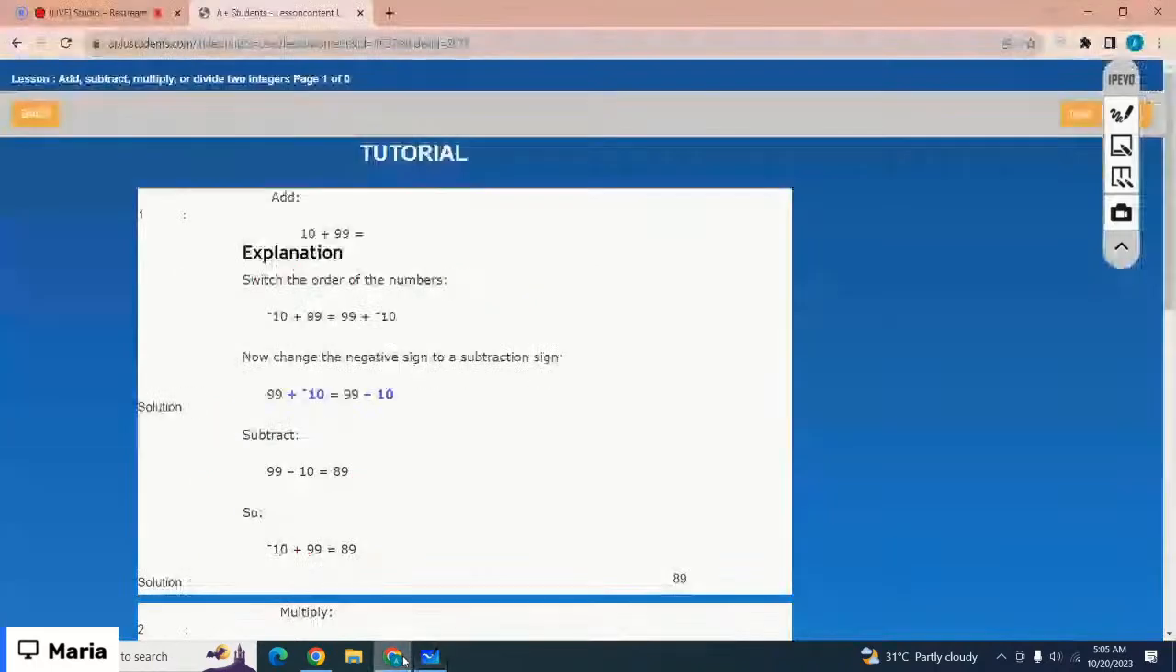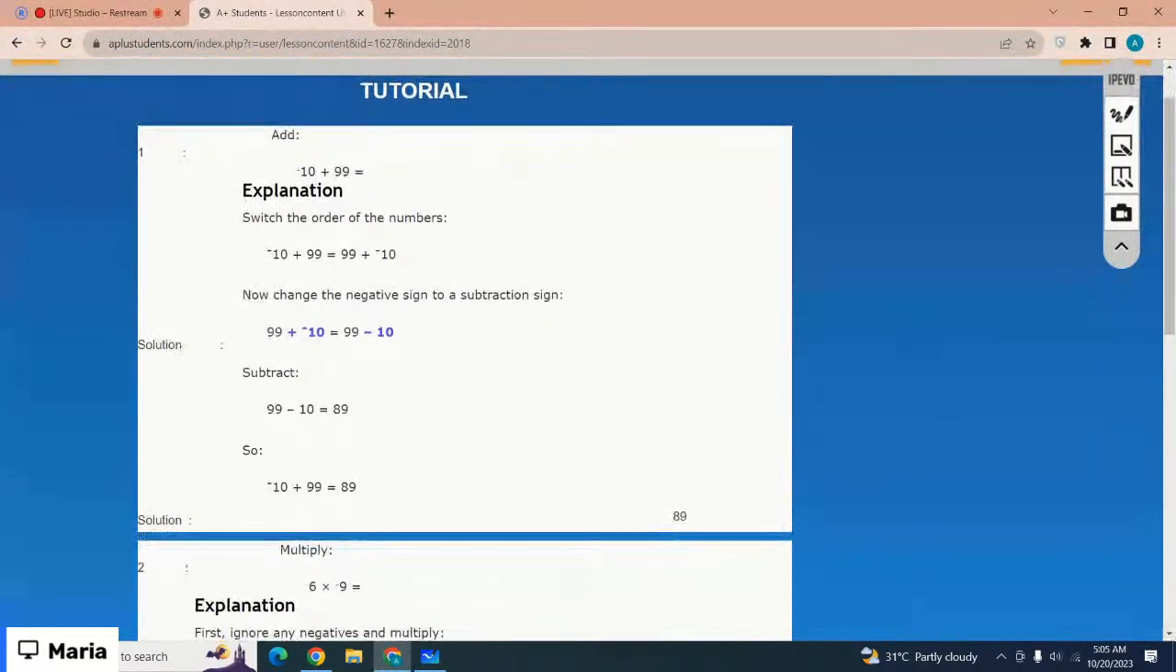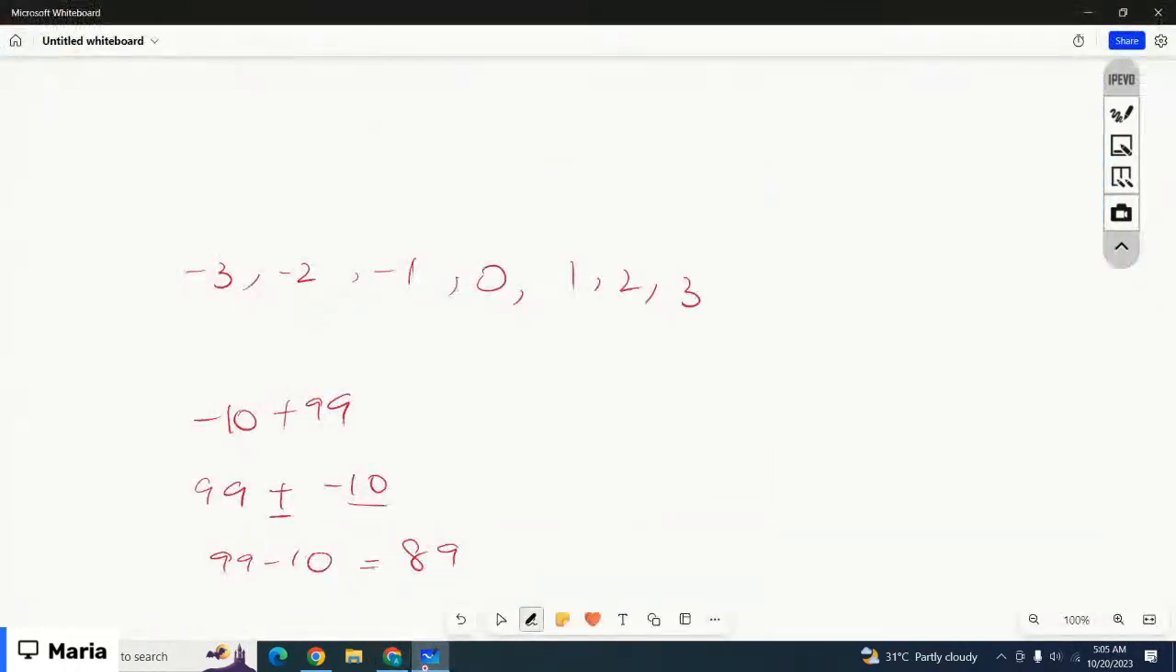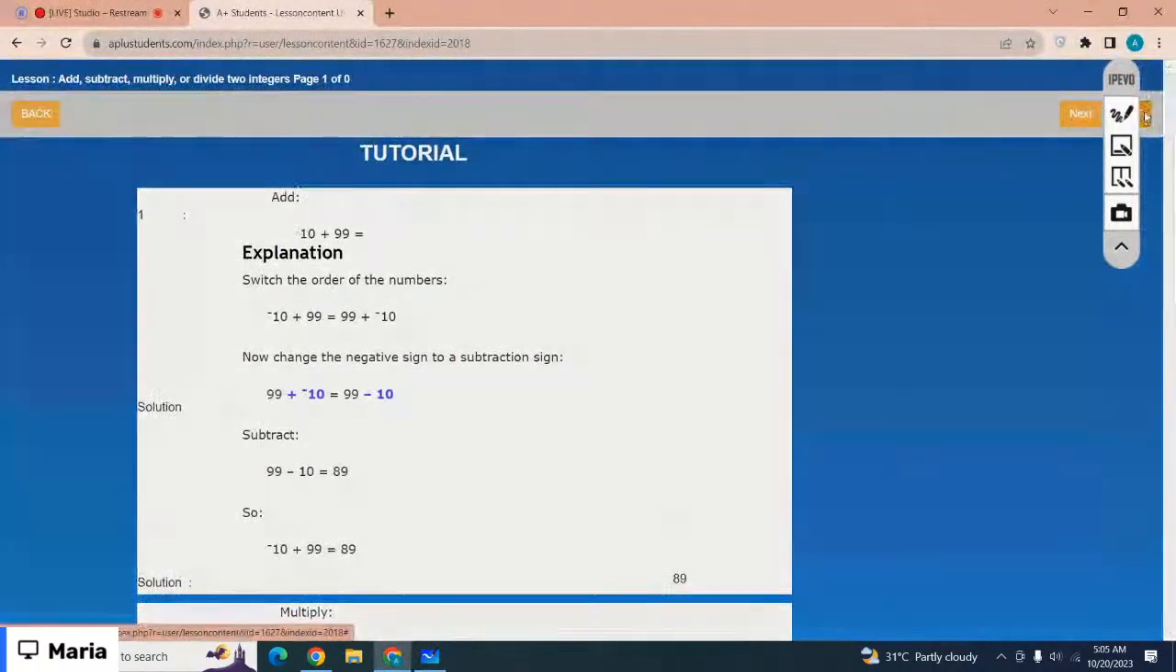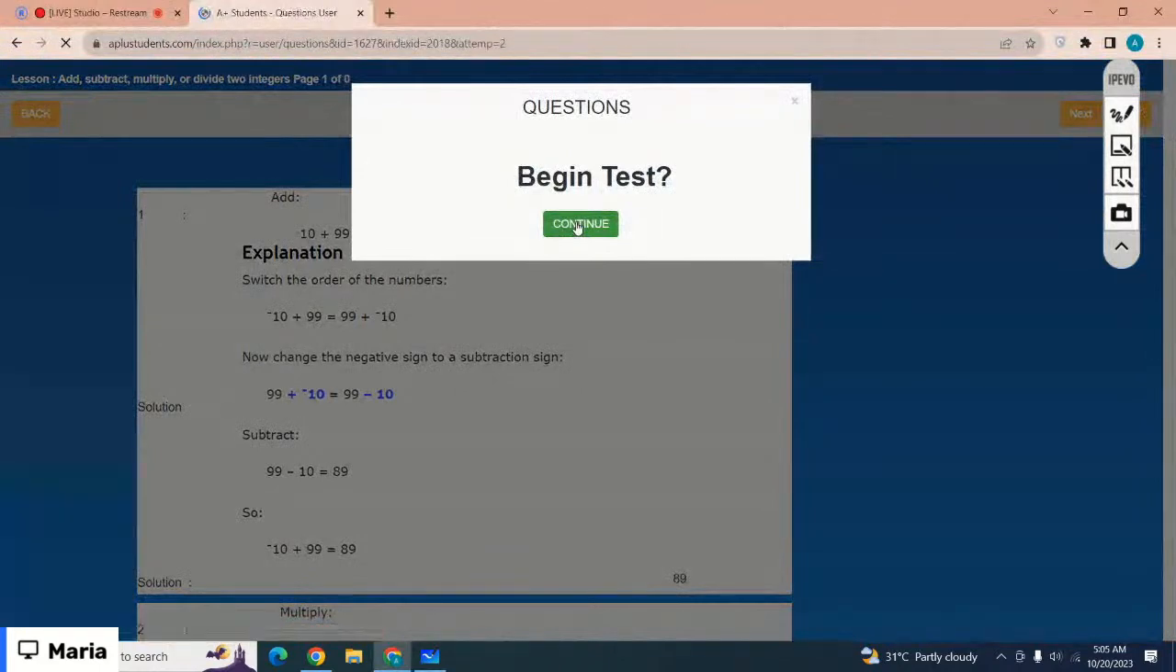Okay, the next one is multiply. -6 times -9. So you are multiplying two negative numbers. So when you are multiplying two negative numbers, their product is always positive. 9 times 6 is 54. There are some rules for the integers. You already learned these rules in the previous grades. I'm going to just review them, right? Okay, let's just start with the practice questions and recall these rules for the integers.